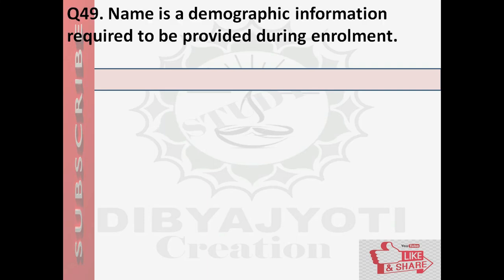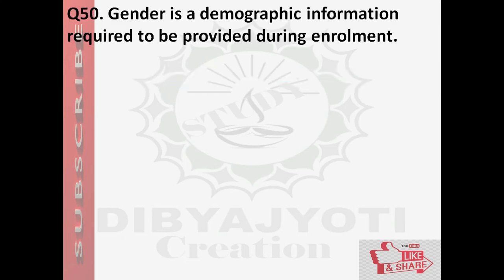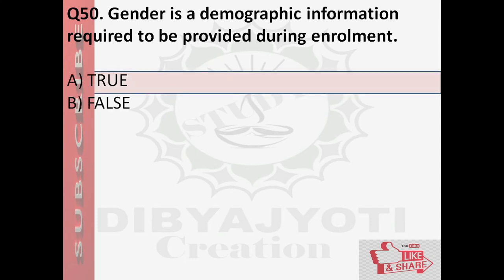Then question number 49. Name is a demographic information required to be provided during enrollment. Option A, true. Option B, false. And answer is option A, true. Question number 50. Gender is a demographic information required to be provided during enrollment. Option A, true. Option B, false. And answer is option A, true.